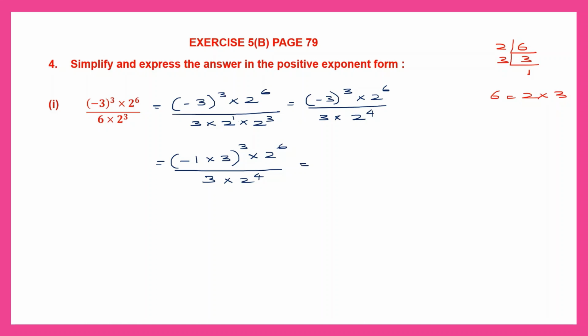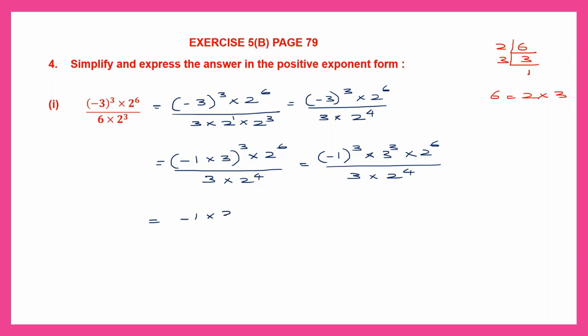So if I open the brackets, it will be (-1)^3 into 3^3, isn't it? And 2^6. And in the base, I have 3 into 2^4. Now let's work out this (-1)^3. Remember, any negative integer, if it is raised to an odd power, the answer will be negative. So minus 1, if you multiply it 3 times, your answer will be negative 1. So that is already minus 1.